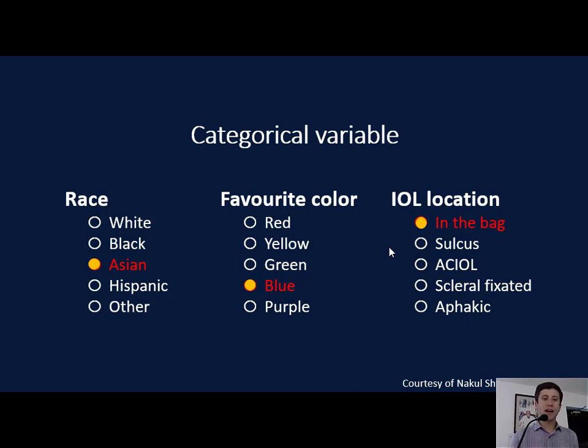There's a fixed number of categories. An IOL location should be either in the bag, sulcus, ACIOL, scleral fixated, or the patient could be aphakic. We could probably think of some other examples that shouldn't be places where an IOL goes, but these are the primary locations where you might find one, and so this is considered a categorical variable. Categories from which to choose. Favorite color, same kind of thing.